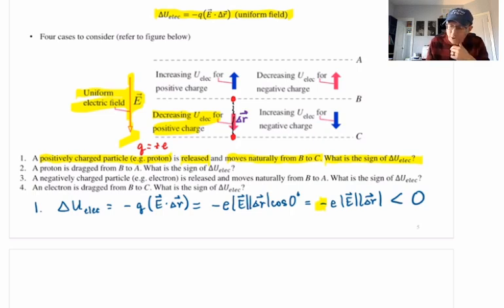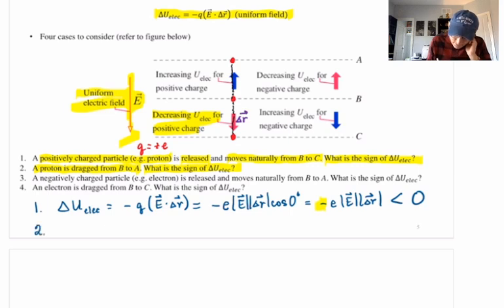Again, we have a positively charged particle, let's say a proton. And now we're going to take it from level B up to level A, this way. We'll have to drag it against the electric force to do it, but fine, we'll do that. Okay? What is the sign of delta U electric? In that case, what happens to the electric potential energy in this situation? Dragging a proton from B to A. Does the electric potential energy go up? Go down? Let's work it out.